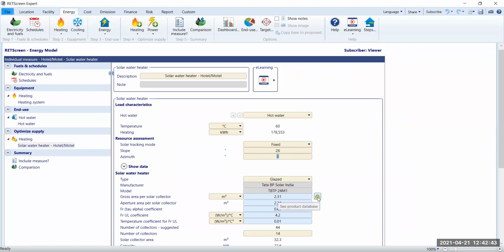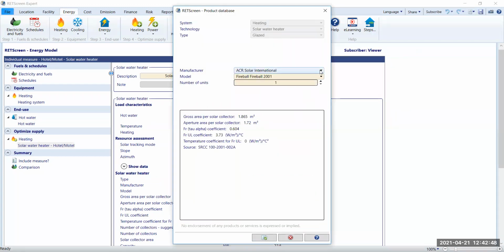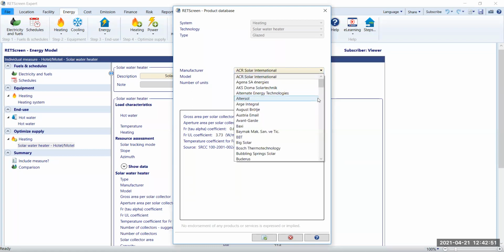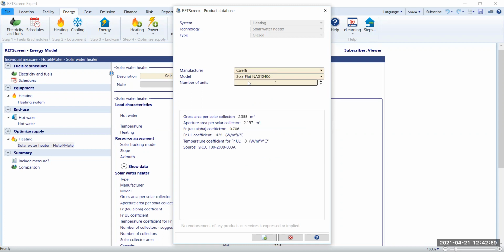I can click on this database button, and out of this I can make a selection out of so many that are there. For example, I'm going to the one that I'm more familiar with, Califi, which is this one, solar flat plate, NAS 10406. This could be one of them, or you can select among others as well. So you have a big database option that you can make your selection of the solar collectors from depending on your preference.